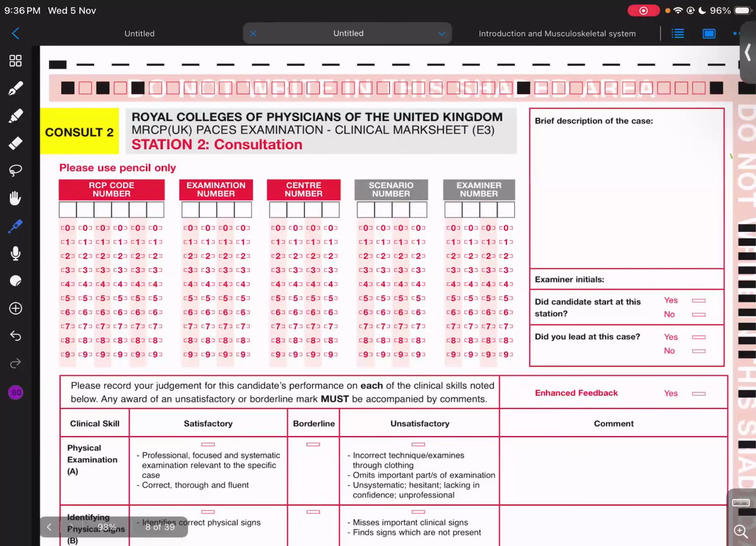So let's start. In the PACES examination, you'll be given a prompt. The prompt will be given here, like this one from low back pain, suppose. So there will be two examiners inside the station.